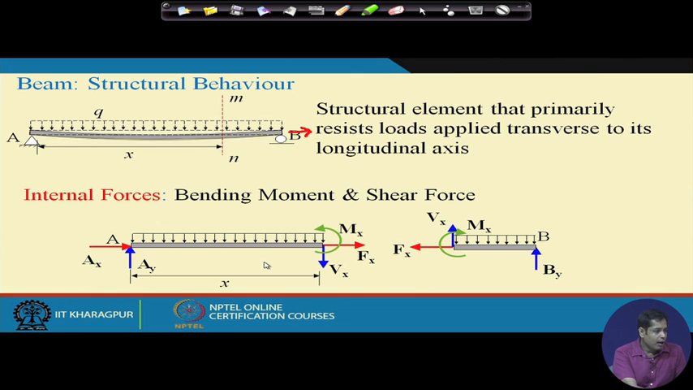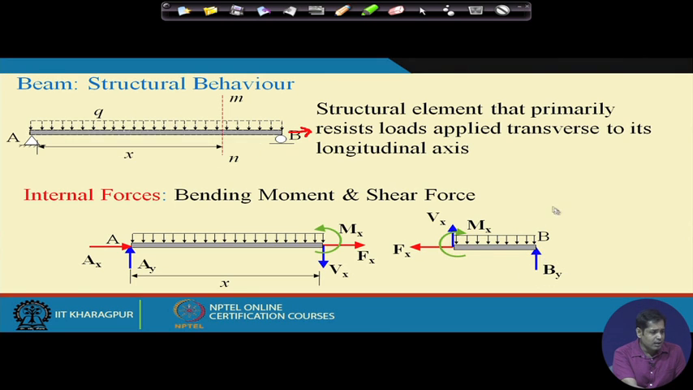This is the free body diagram of this part, and this is the free body diagram of the other part. Now, this is a hinge support, so it is replaced by two reactions, AX and AY. At this point, the internal forces are the horizontal force Fx, then vertical force Vx, and then moment Mx. Similarly, the roller support is replaced by reaction By, and these are the internal forces.